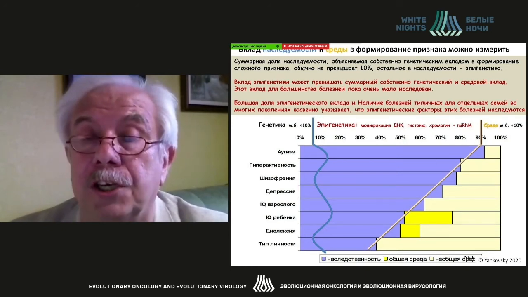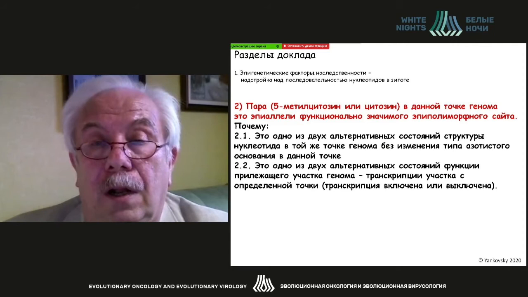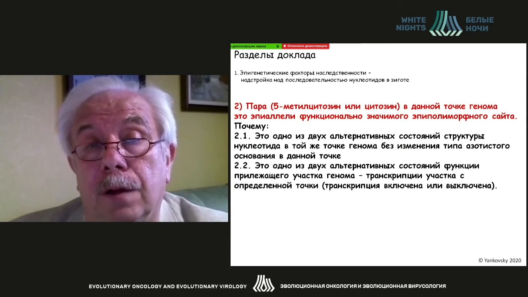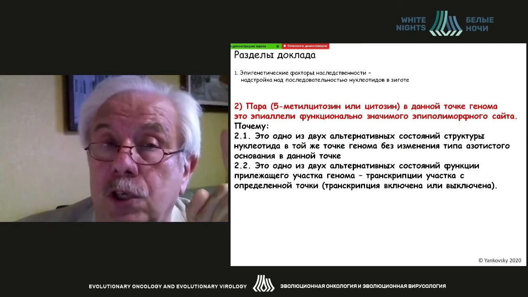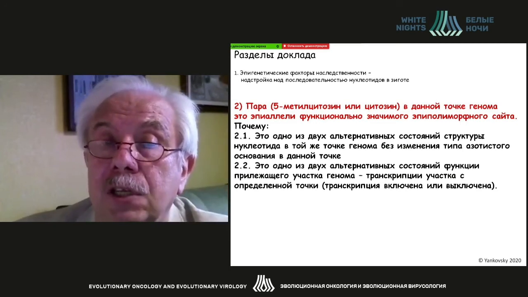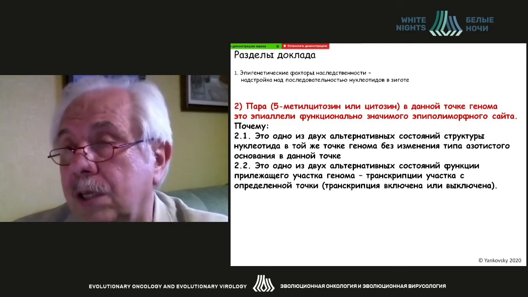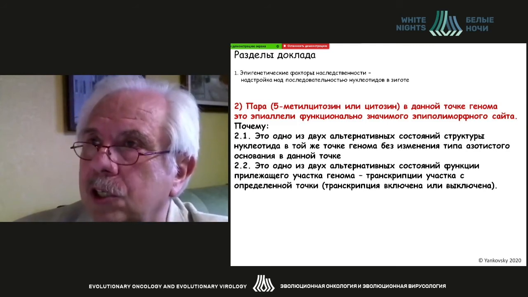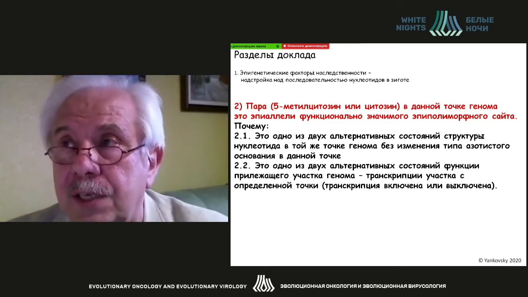Right now, we are working with a very small locus that only makes sense for those who want to defend their PhD thesis or doctorates. This pair, methyl cytosine or cytosine in this point of genome, are epialleles, even though they correlate with one nucleotide within a genome. Same locus, two different states.